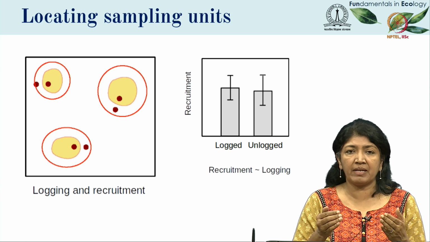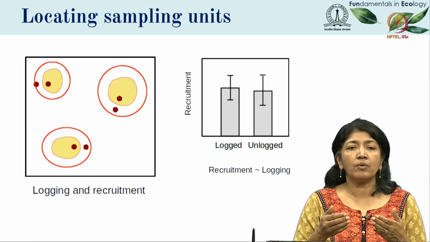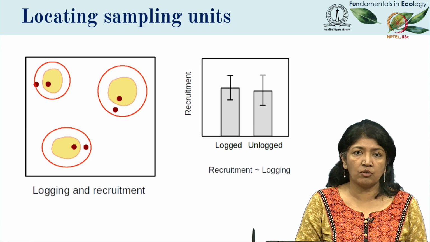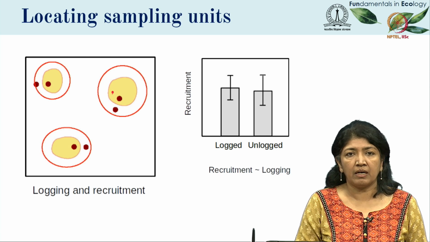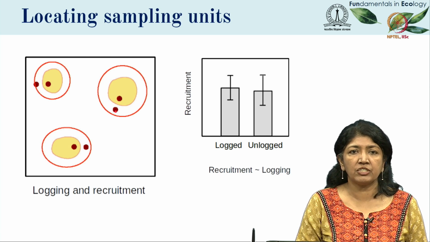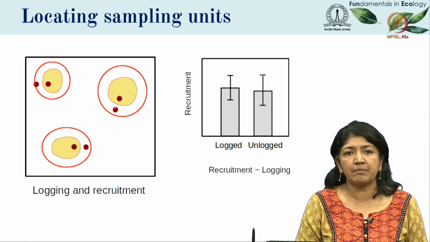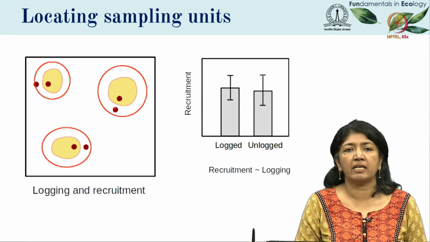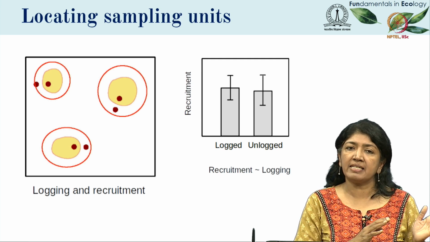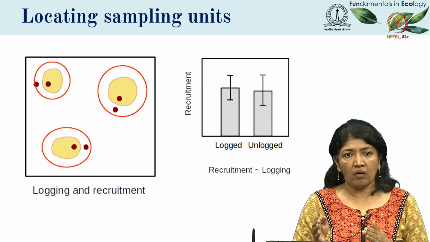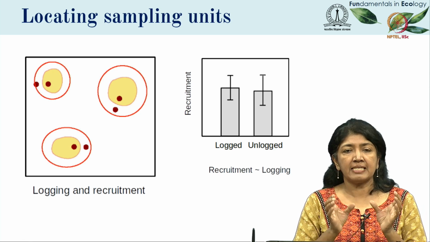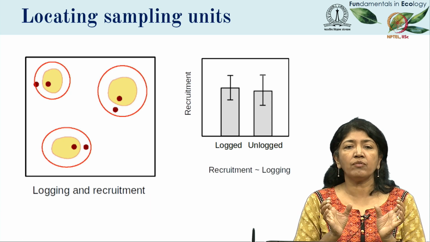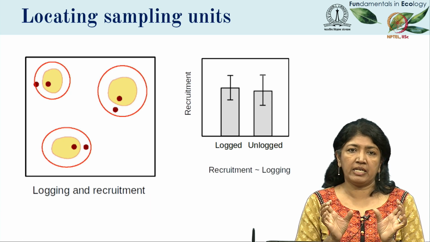So, while creating blocks for your treatments, controls, or natural variation, this does not have to be only for experiments, this could also be for an observational study. So, in this logged unlogged patch case, we are using natural variation and we are placing our plots. So, this is not an experiment, this is an observational study. So, whether it is the grassland fencing grazing study or this logging and recruitment study, we are trying to establish blocks to take care of underlying heterogeneity.